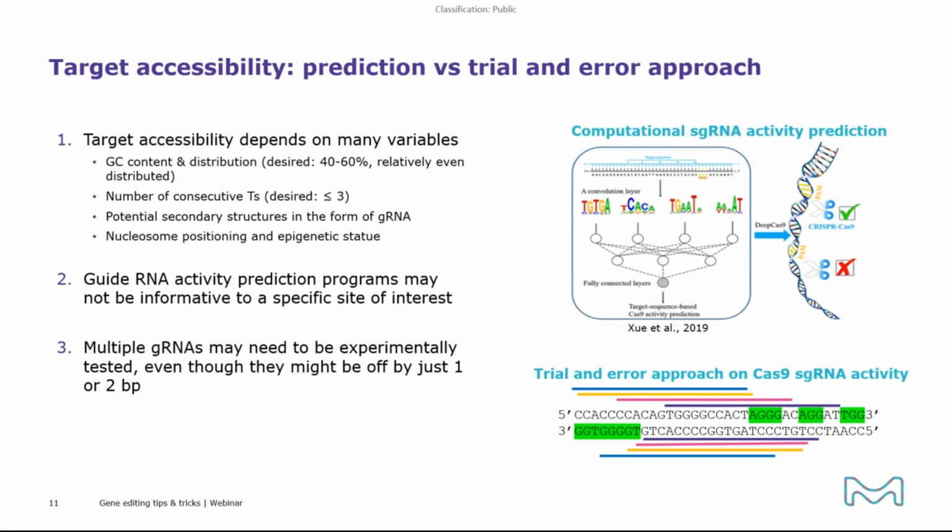You may use a computational program to predict which guide RNA may have the best activity on a given genomic region. But we recommend performing experimental tests if you have a limited number of candidate guide RNAs. And as illustrated here, some closely positioned guide RNAs can have very different activities, even though they may differ by just 1 or 2 base pairs.